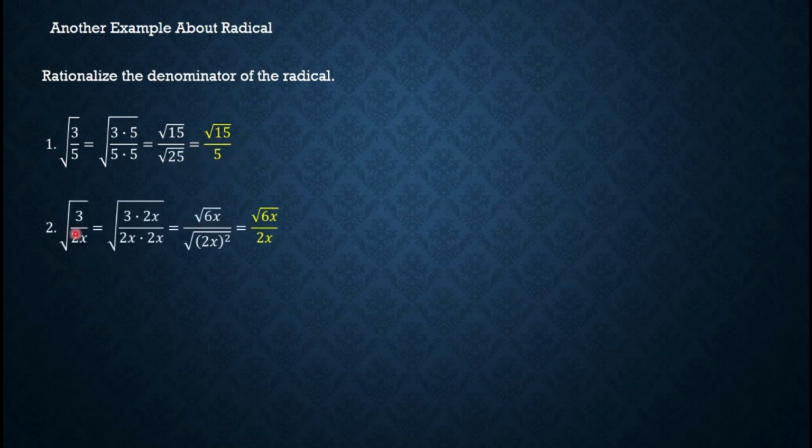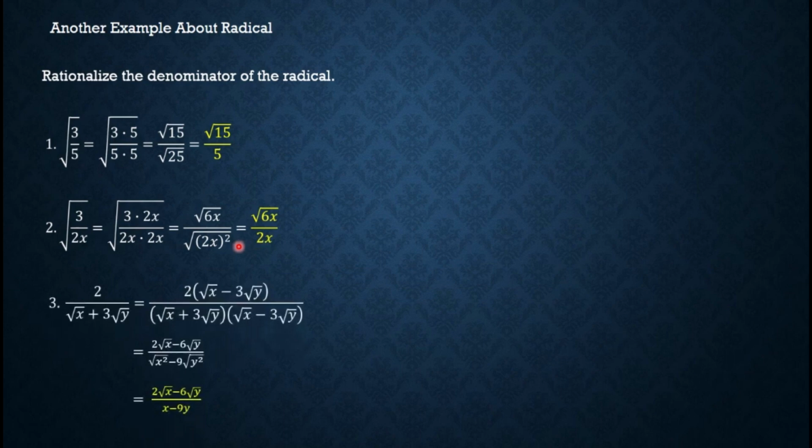Another example, the square root of 3 over 2x is equal to the square root of 3 times 2x over 2x times 2x. We multiply both the denominator and numerator by 2x. So 3 times 2x is equal to 6x, the square root of 6x, then the square root of the quantity 2x over 2x cancels. So the denominator is now rationalized. The square root of 6x over 2x is the final answer.